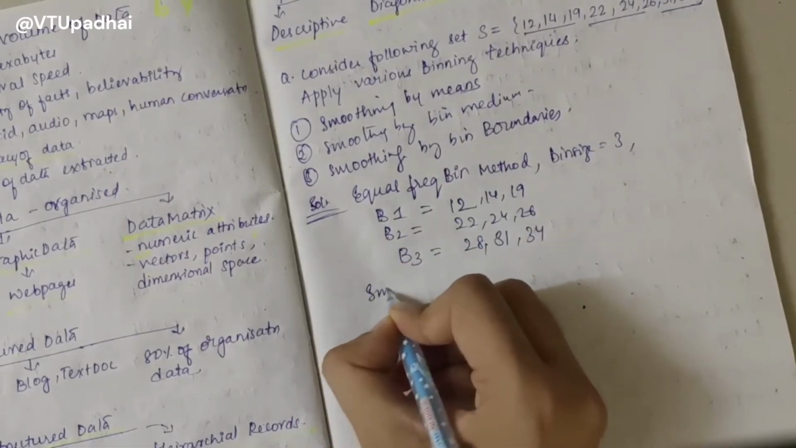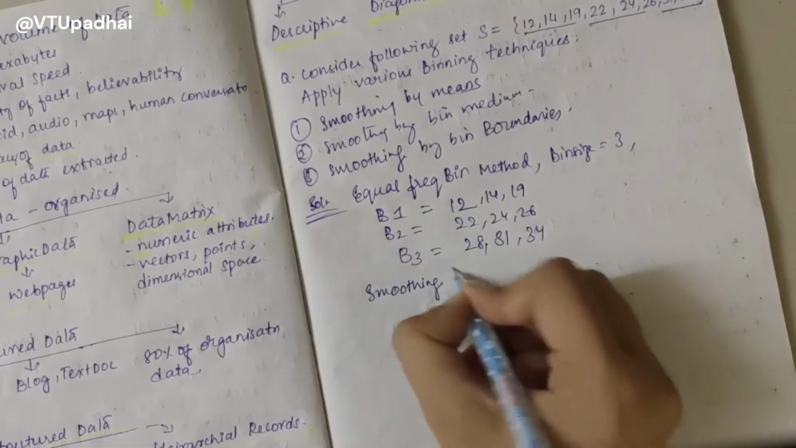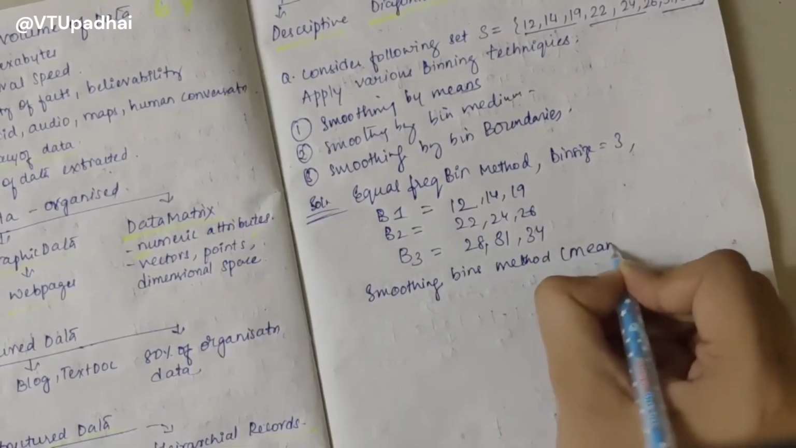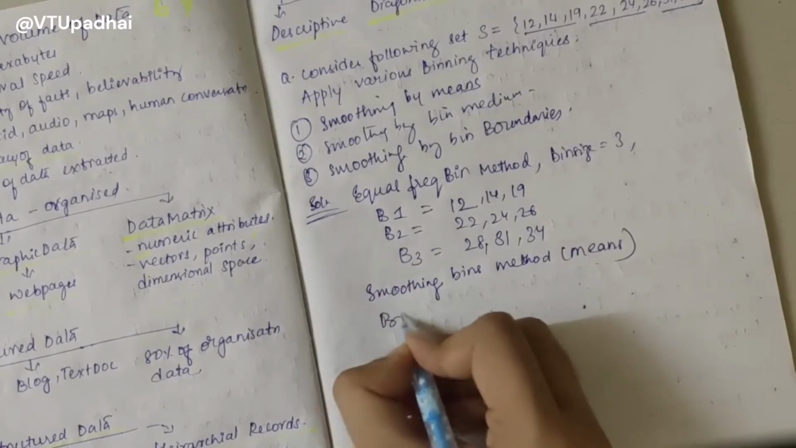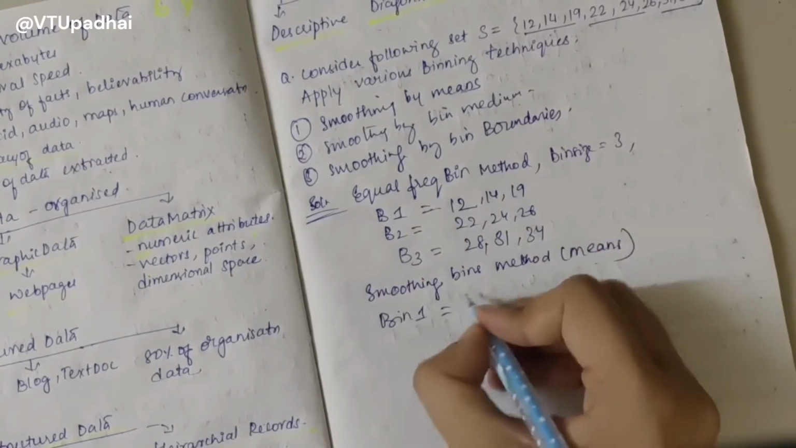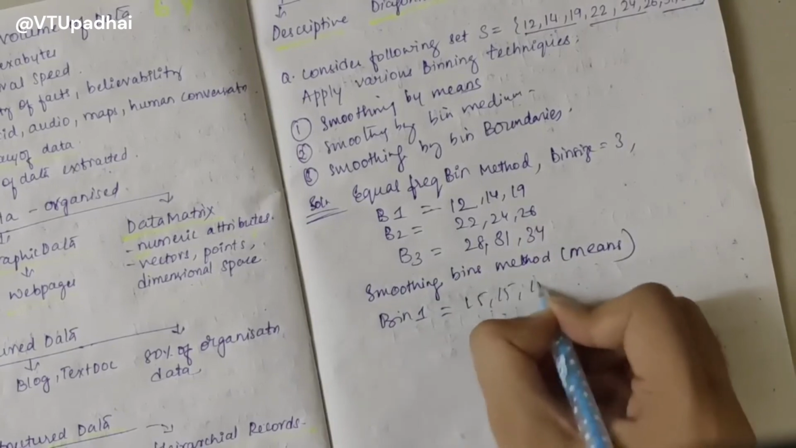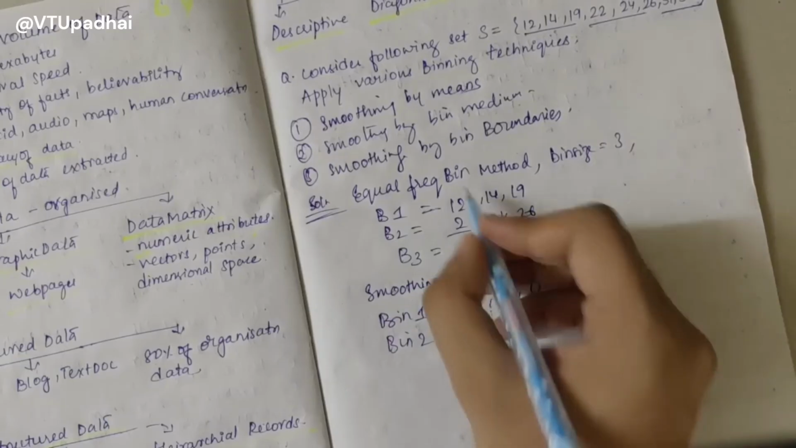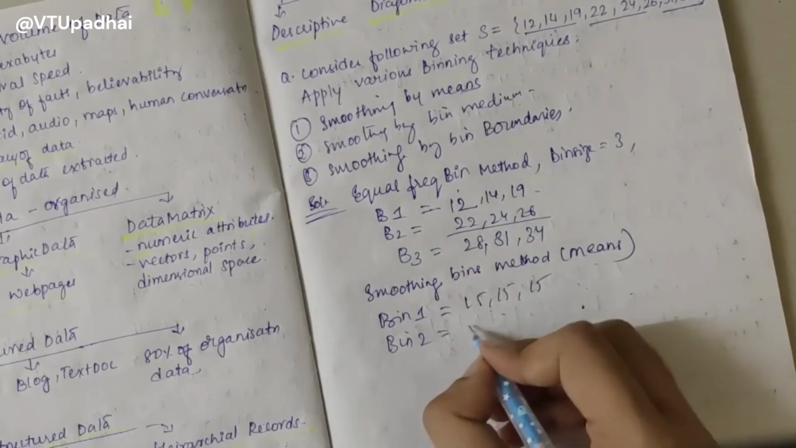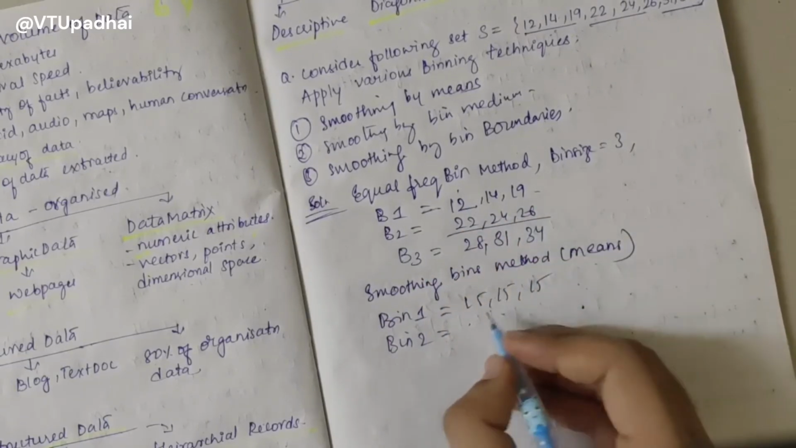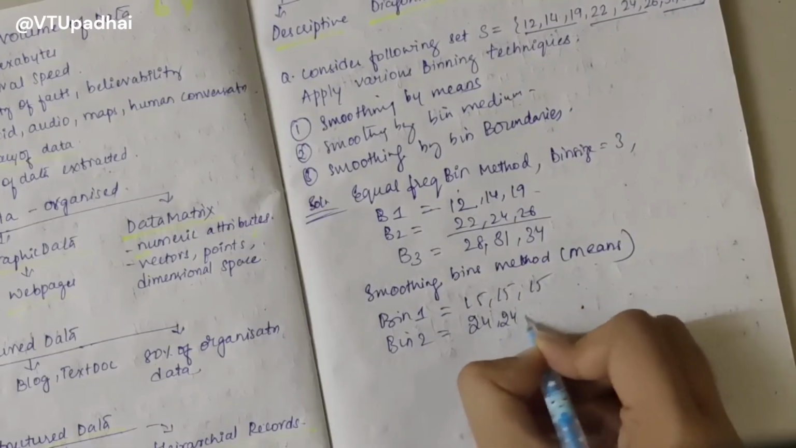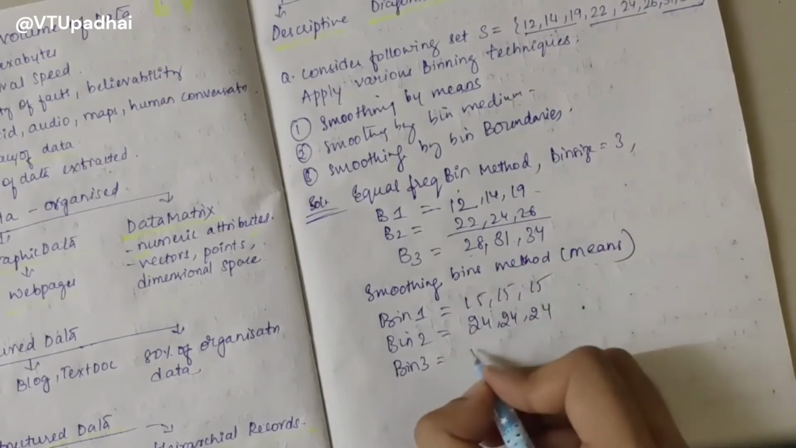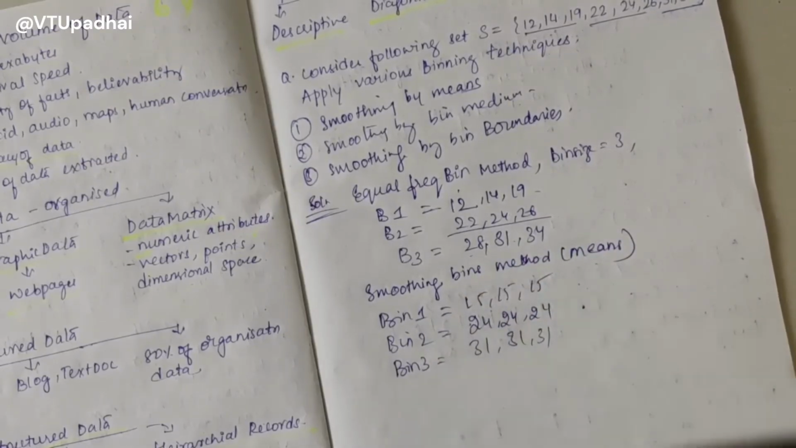By the first method, smoothing by bin means, I can write bin 1 as 15, 15, 15. Considering the mean, for 12, 14 and 19 I get 15, so I wrote 15 directly, and for 22, 24 and 26 I get 24. Then for bin 3, 28, 31 and 34 become 31, 31 and 31.